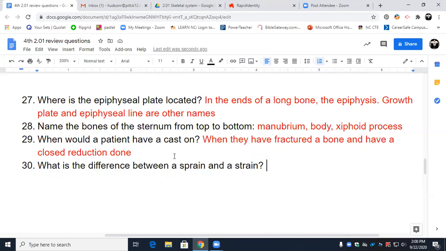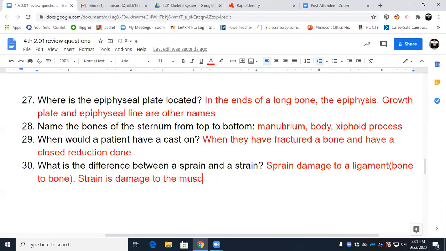And then the last one, what is the difference between a sprain and a strain? A sprain is damage to ligament. And ligaments do what? Hold bone to bone. And then a strain is damage to the muscle. Treatment for both is RICE, which stands for rest, ice, compression, and elevation.